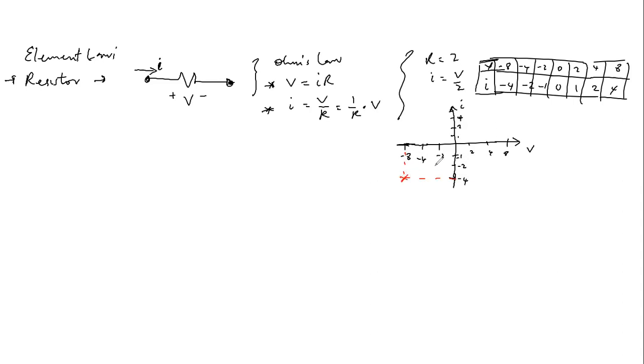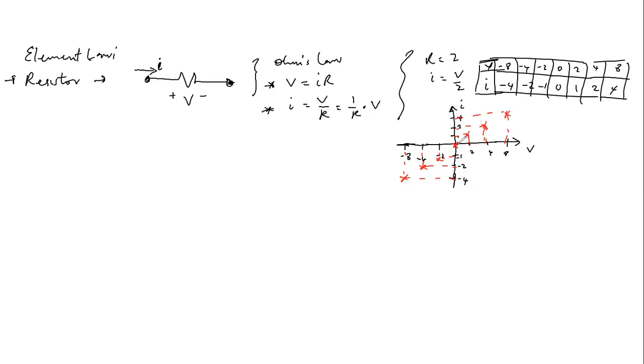So that's the point here. Minus 4, minus 2. And plot this at minus 1, minus 2, minus 1. We can plot this at 0, it is 0. And plot this at 1, it is 2, and plot this at 2, it is 4, and plot this. Then at 4, it is 8.